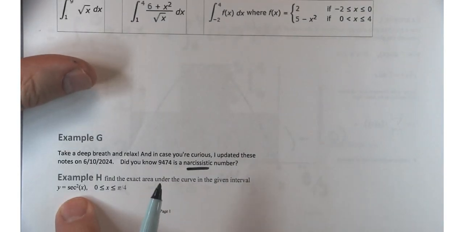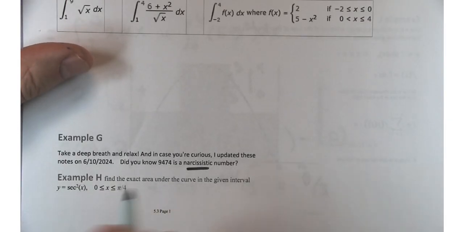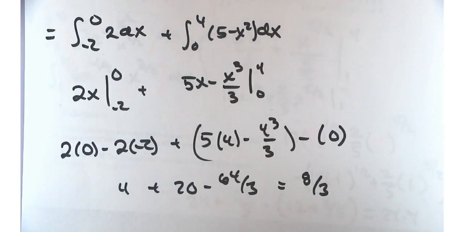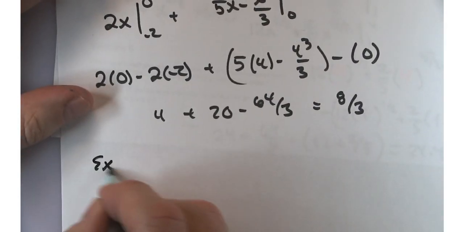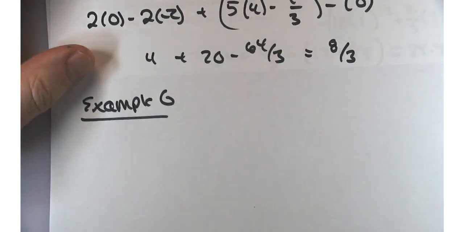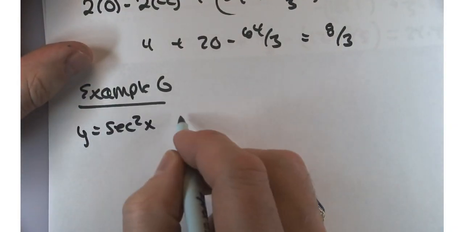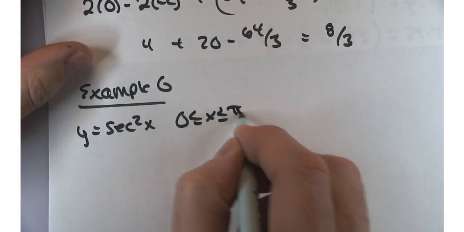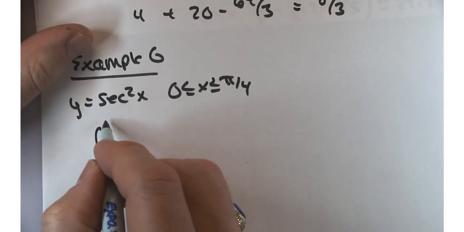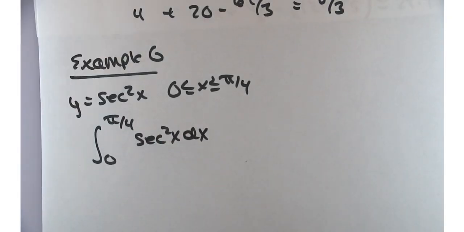The integral from 0 to pi over 4 of secant squared. So let's see, where do I want to fit that one in? This is example G. I suppose I can fit it in here. Example G. The problem is really stated as find the area between the curve y equals secant squared of x between 0 and pi over 4. But it amounts to this integral. The integral from 0 to pi over 4 of secant squared of x dx. Ooh, I'm hitting you with a trick problem.